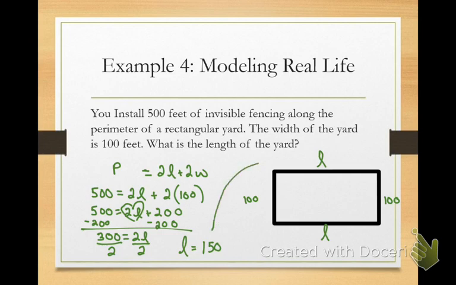Why would you say this makes sense on my visual model? Because if you add it all together, it's 500. Okay, that's a good point. If I add 150 plus 150 plus 100 plus 100, it's 500. Would it make sense that the length needs to be a little bit longer than the width? Yes, because it's rectangular. So you can think about this logically. It makes sense that it's 150 feet. Very good.